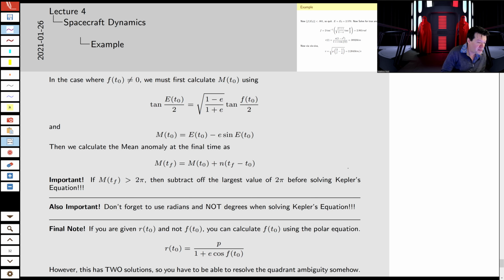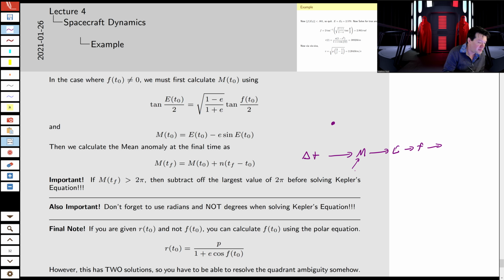This is what happens when you're measuring time from not the periapse. Say you're given a position and velocity, and you want to find a future position and velocity. In that case, we have a delta t. That's a problem, because remember our steps are find mean anomaly, eccentric anomaly, true anomaly, and so on. But we find mean anomaly in terms of absolute time.